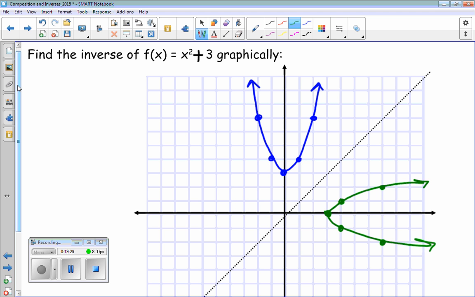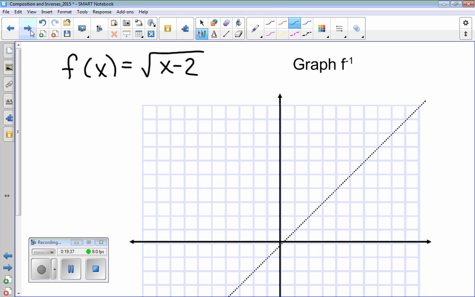So we have lots of functions that we can reflect, or that we can find inverses of. Parabolas are one. We'll go ahead and find the equations of those in a couple of minutes, but for now, we're just going to practice with the graphs. Here's another one. This is no longer a parabola. It's a square root function. What does this function look like graphically? You can use your calculator if you need to, but let's practice this one.